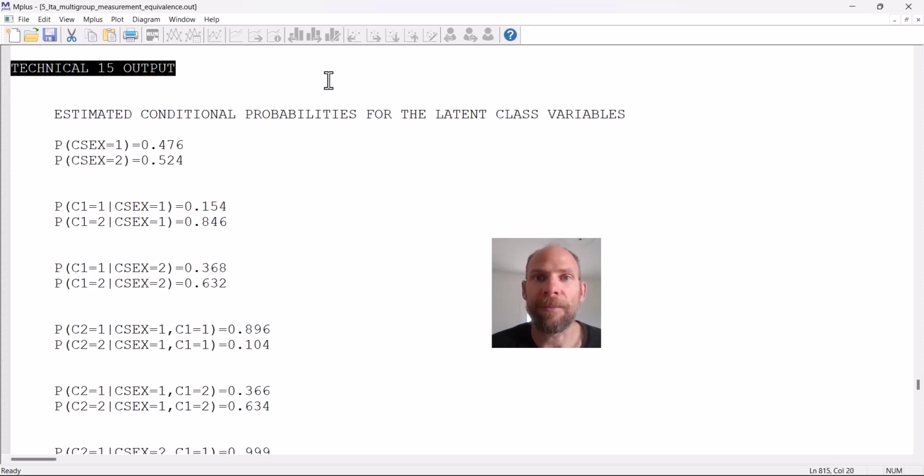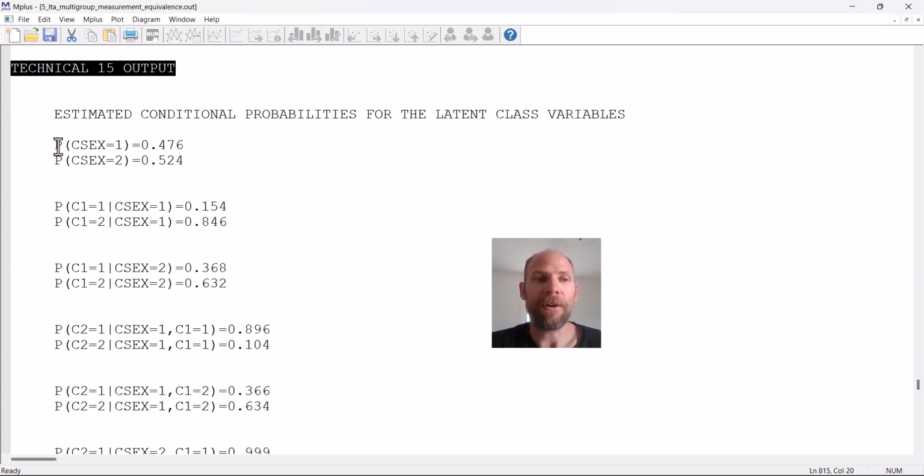That's why I decided to make a video on that, because a lot of people are very confused when they run a multi-group mixture model and they only look at the standard Mplus output and they don't find what they want to see. A lot of people don't know about this TECH15 output. It's a relatively new feature in the Mplus software. In this output you get a listing of a whole bunch of unconditional and conditional probabilities that may be the result of your mixture analysis.